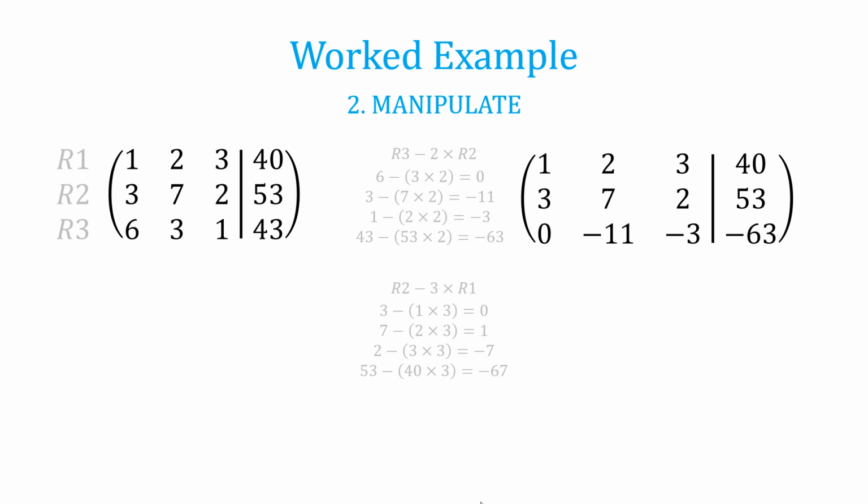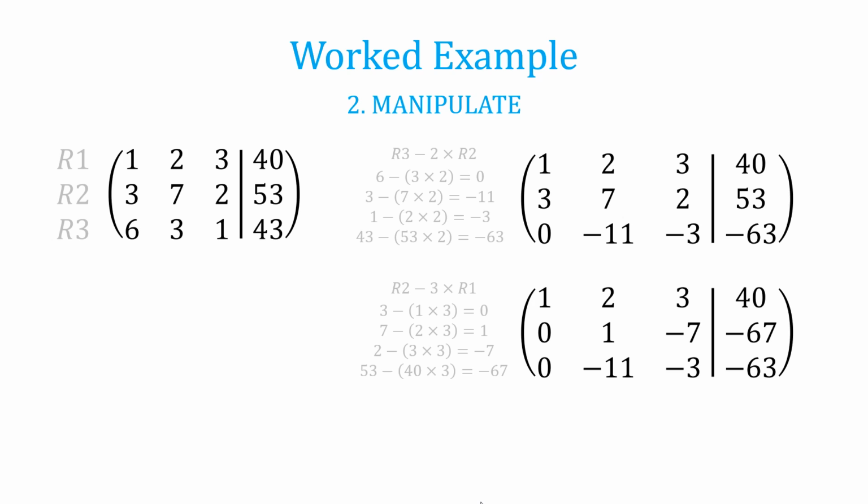Let's look at each component. 3 minus 1 times 3 is 0. In the second column, 7 minus 2 times 3 gives us 1. In the third column, 2 minus 3 times 3 gives us minus 7. And in the fourth column, 53 minus 40 times 3 gives us minus 67. So we'll write that in. And now you can see we're on the right track. So we've got 2 zeros in the right position. And the last thing we need to do to get the triangle of zeros is try and eliminate the 11 here.